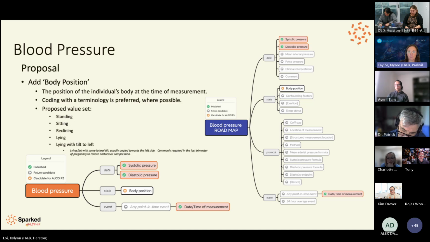So on the mind maps, you can see in the data group itself, the body position falls under the state attribute, which, if you go to the next slide, Kylene, sorry, you can see there it's been circled in blue. And on the roadmap, we've got body position also circled at the top of the state group. The data elements that are for future candidates are the ones appearing in grey with a grey flag, and you can see that this data element body position has a white star with an orange background, which indicates that it's a candidate for AUCDI R3. Next slide, please.